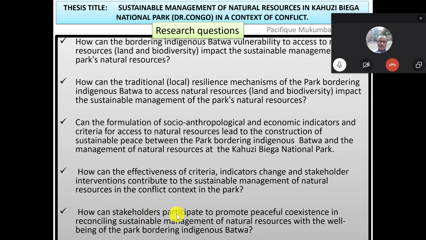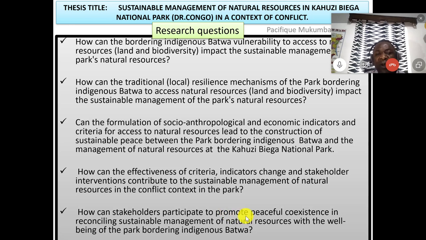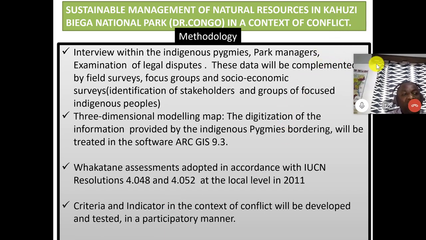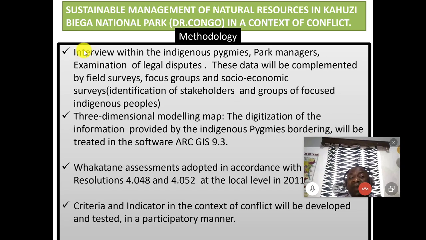How can stakeholders participate to promote peaceful existence in reconciling sustainable management of natural resources with the well-being of park-dwelling indigenous Batwa? The typology: we are going to conduct interviews with the indigenous people, park managers, and other stakeholders. We are going to examine legal disputes.